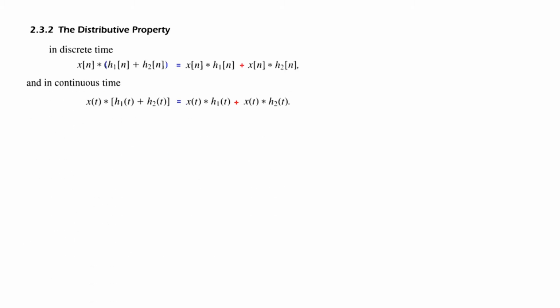Okay, now we come to the second property, which is called the distributive property. And I'm sure you have learned the distributive property in college as well. What it is saying is that x[n] convolved with h1[n] plus h2[n] can be written as the convolution of x[n] and h1[n] plus the convolution of x[n] and h2[n]. So this convolved with this, and also this convolved with the second term, and similarly for continuous time.